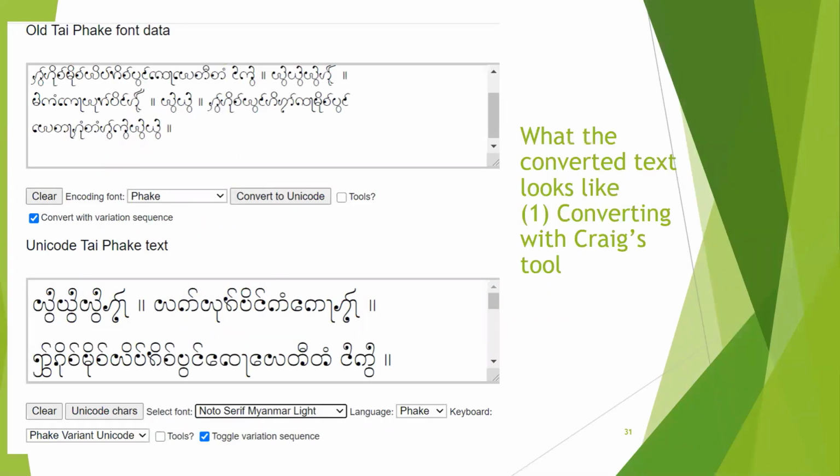Here's an example with old Tai Phake data. The data appears with the encoding form using the dotted forms because that particular font was put in with the dotted forms. Converting this to Unicode can produce the dotted forms, and this particular font is Myanmar Serif Light. It's also possible to take existing text that does not have the variation sequences in it and tell the program to add the variation sequences so dotted forms can be added. And if someone wanted to, they can remove the dotted forms by removing the variation sequences in this particular tool.